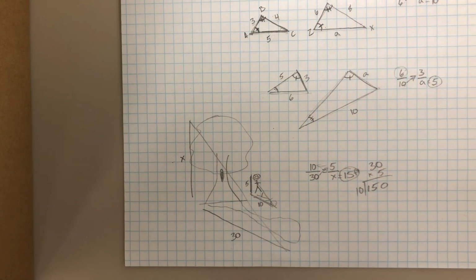Here's a bonus for you. Find a tree out in your yard somewhere and use indirect measure to figure out how tall it is. All you have to do is measure its shadow, the length of its shadow, and you have to measure the length of your shadow, and then you have to measure how tall you are, and you'll be able to calculate how tall that tree is.